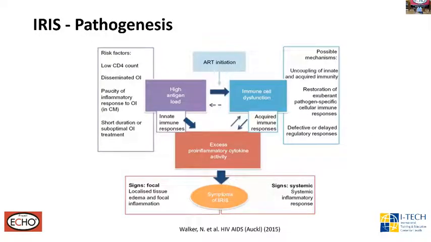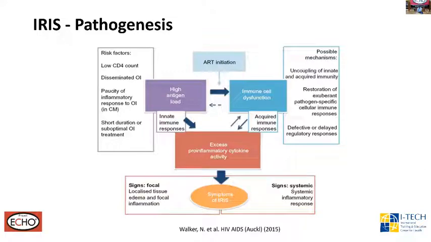So how does IRIS occur? This is actually kind of a neat way of summarizing the factors that relate to it. It's in response to what we call high antigen load, meaning that there are a lot of germs around for the immune system to kick up a fuss about, right? That could happen in cases where there's disseminated infection. So the germs are all over the place. When the immune system wakes back up, it has a lot of targets to trigger the inflammatory response.